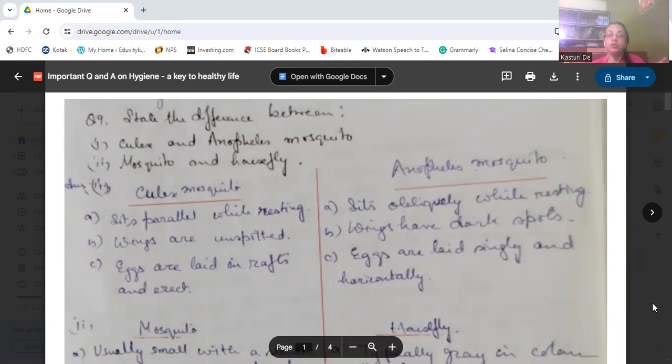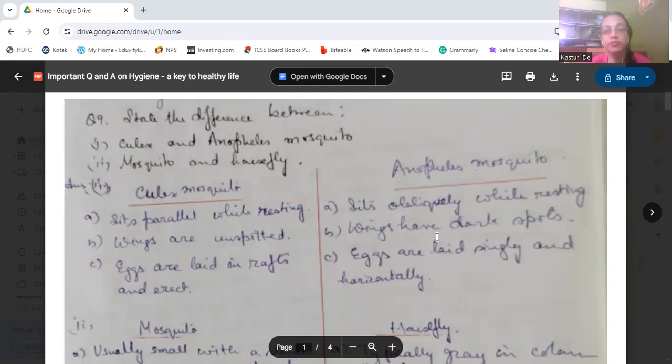Then the Culex mosquito lays its eggs in rafts and they remain erect, whereas eggs of the Anopheles mosquito are laid singly and they are horizontal. So these are the differences between a Culex mosquito and an Anopheles mosquito.